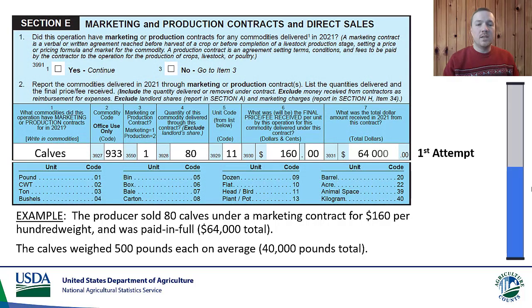Take a look at this first attempt. I wrote down 80 head, where 11 is the unit code for head, but $160 is not the price per head, it's the price per hundredweight. So that's inconsistent. What about my second attempt? I wrote that he sold 40,000 pounds with unit code 1 for pounds. But again, $160 is the price per hundredweight, not pounds. So that's inconsistent as well.